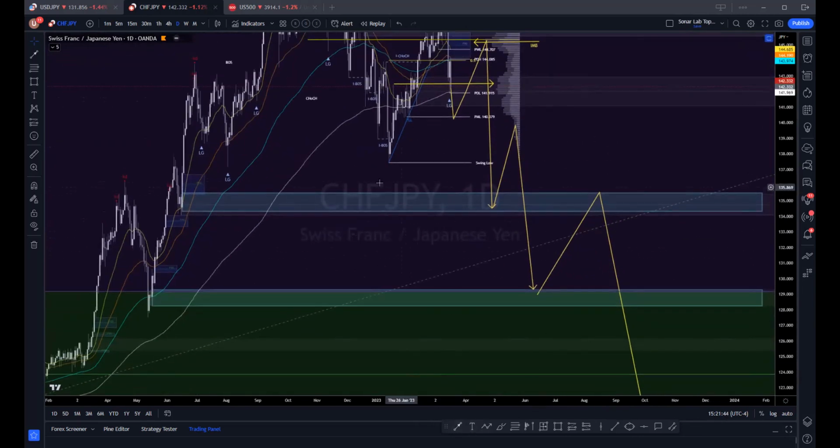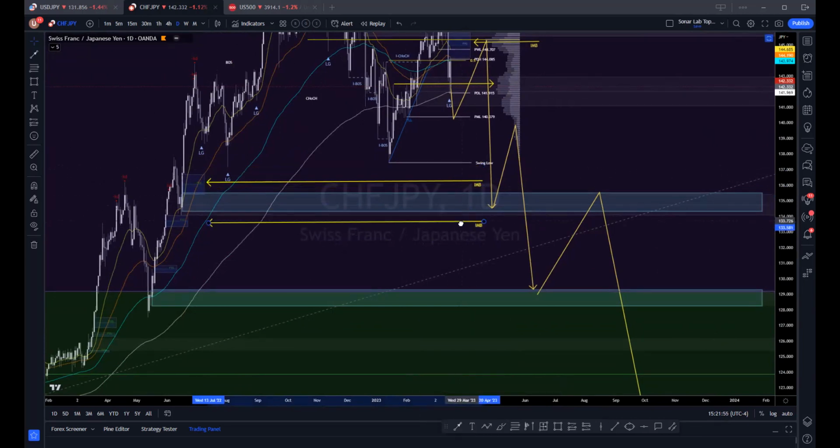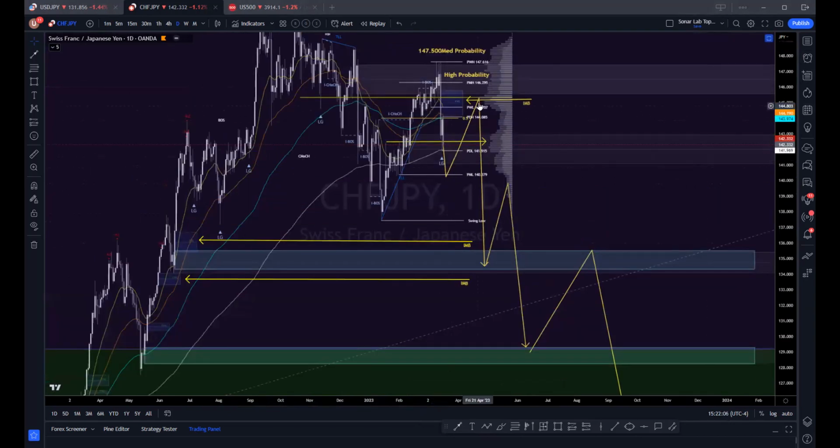However, we got a nice imbalance sitting way over here, right in this order block. It's coming. Coming to a chart near you. Trust me. Swiss francs, lower prices. Swiss francs, bearish, a little bit of bullishness up here.